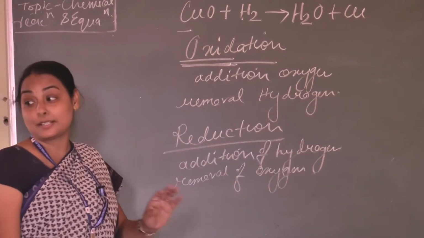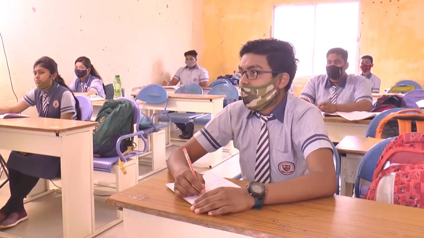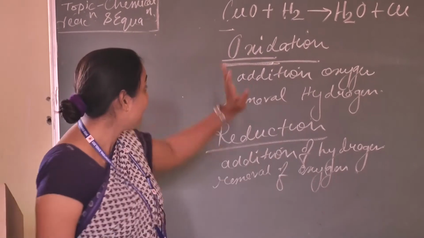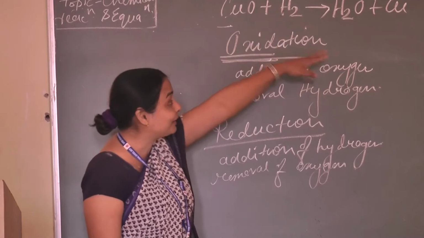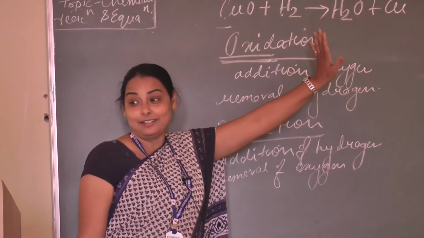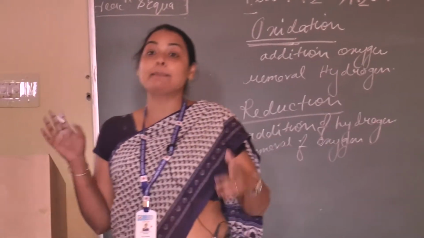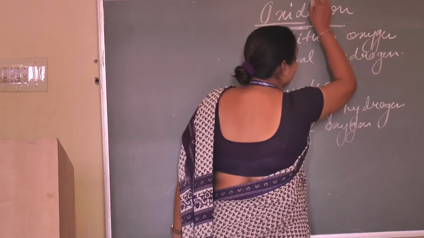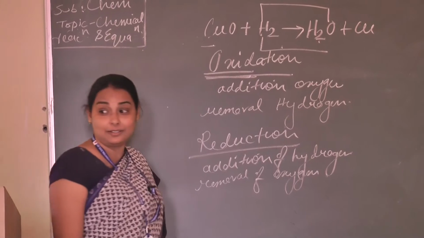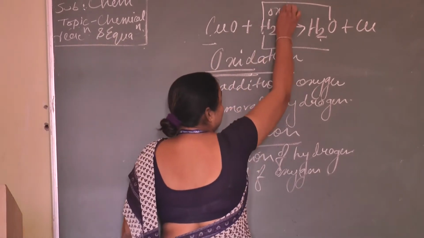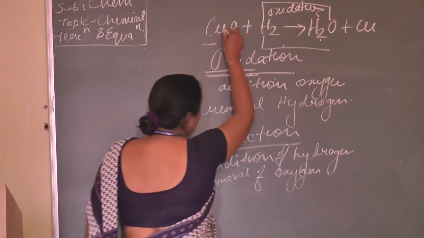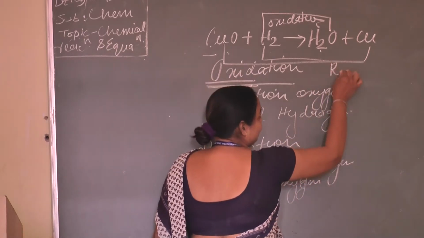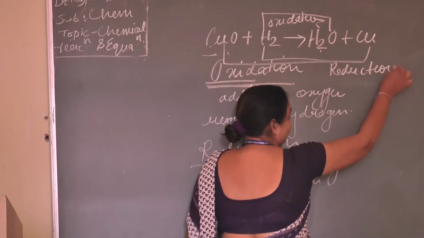Now students, look at it properly and clearly. At the reactant stage, what happened? Copper was combined with oxygen and hydrogen was alone. When we got the product, we see hydrogen has got oxygen and copper is simply away from it. In this, hydrogen is getting oxygen, so we call it oxidation, right? And when copper oxide changes into copper, we call it reduction.